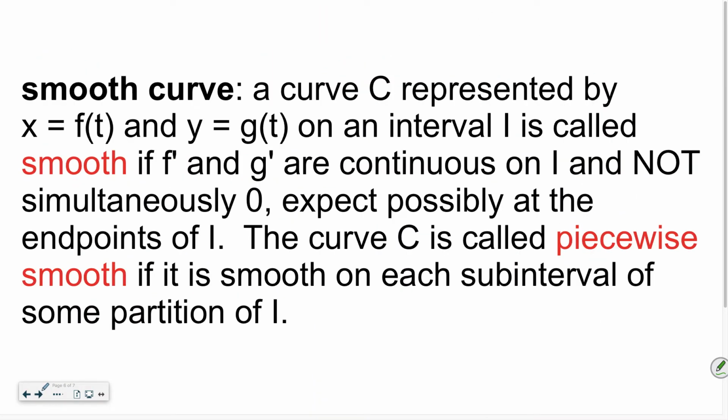Okay. So here's a little bit of calculus to satisfy our calculus hearts. A smooth curve. So when we talk about a parametric curve, we're now relying on two separate equations to give us one graph. So we have a smooth curve if f prime and g prime are continuous and not simultaneously 0.